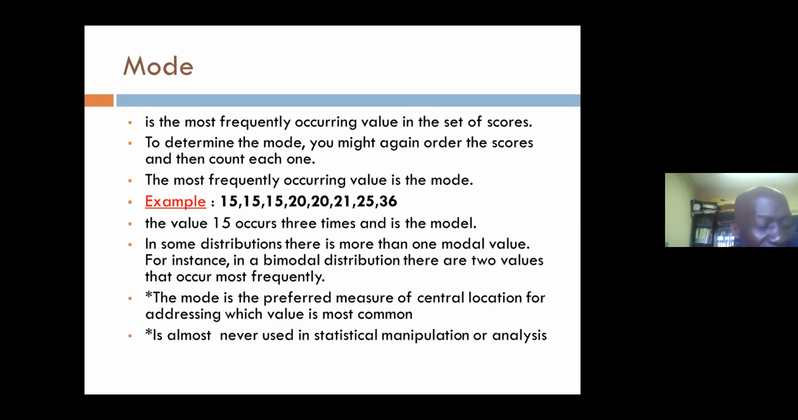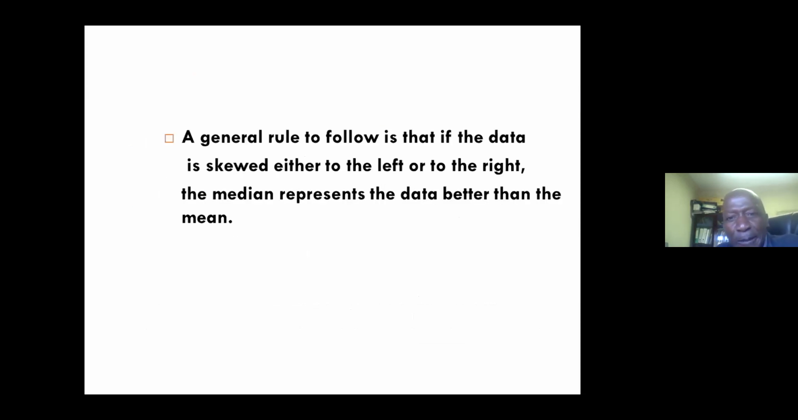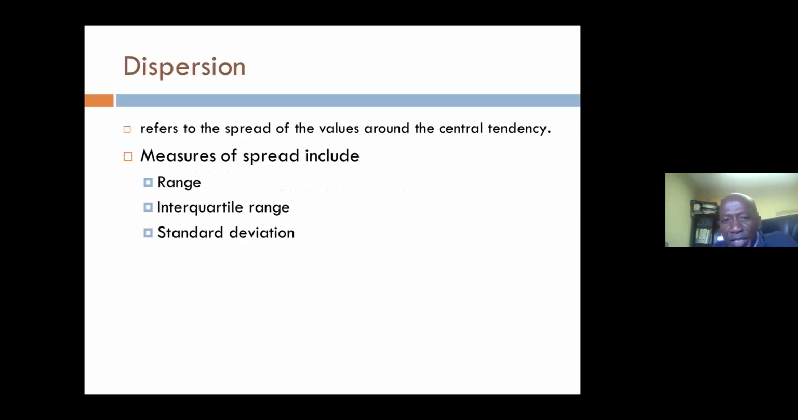So you need to identify again what informs you in terms of what measure to use: the way your data is distributed or characterized. A general rule to follow is that if the data is skewed either to the left or to the right, the median represents the data better than the mean. But if our data is symmetrically distributed, then the mean is a good measure of central tendency. And the mean also, because all the observations in the data set are utilized in the calculation of the mean.